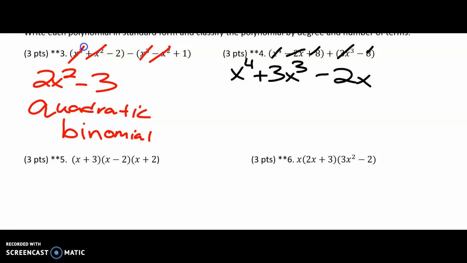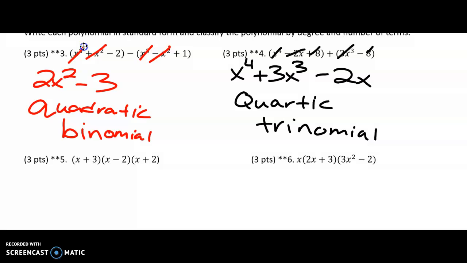So again, classify. The degree is to the 4th power, so that would tell me that this is quartic. Think quarter, there are 4 quarters in a dollar, right? Oh my god, now I just wrote quarter. Quartic. And then there are 3 terms, so that is a trinomial. So those are those 2.